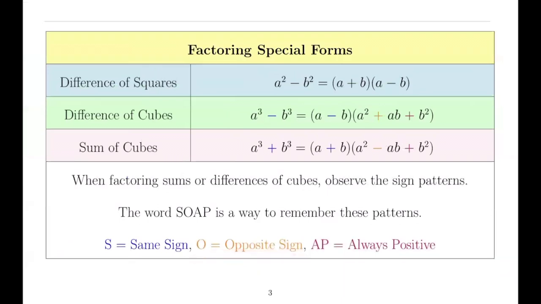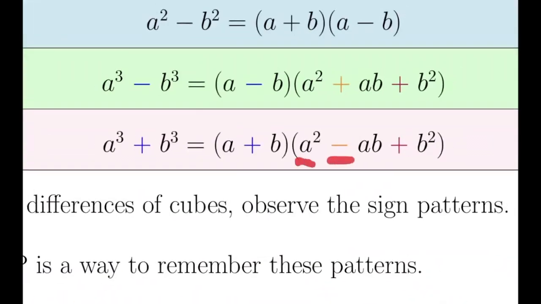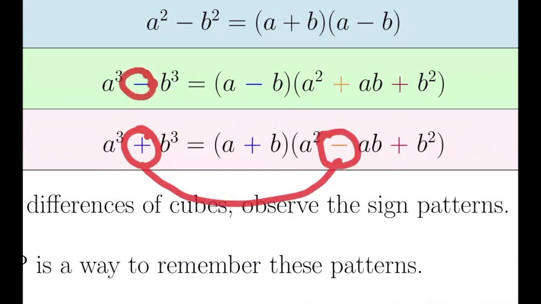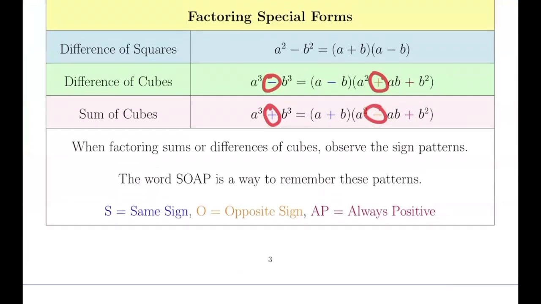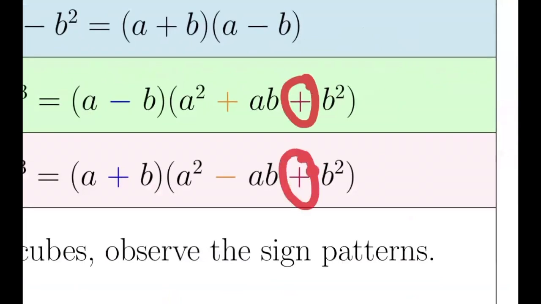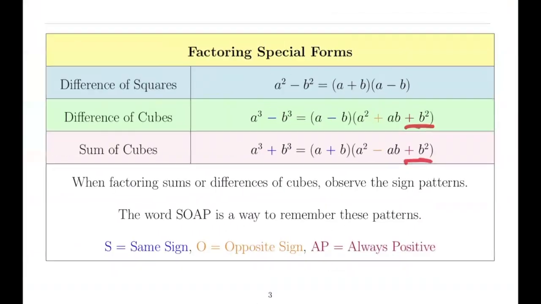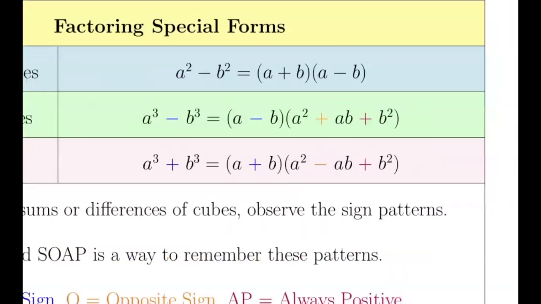And then the O stands for opposite sign. So it's a squared minus ab when you're factoring a cubed plus b cubed. Notice how these signs are opposite. And same thing right here. So same sign right here, and then over here, opposite sign. And then lastly, AP, the last two letters of SOAP, means always positive. So this part is always going to be plus b squared, whether you're doing a difference of cubes or a sum of cubes. Notice how the same sign is either both negative or both positive, and then opposite sign, and then always positive here. These are both always positive.